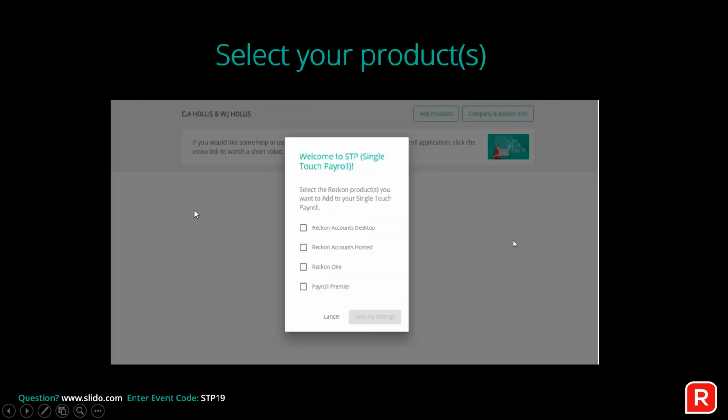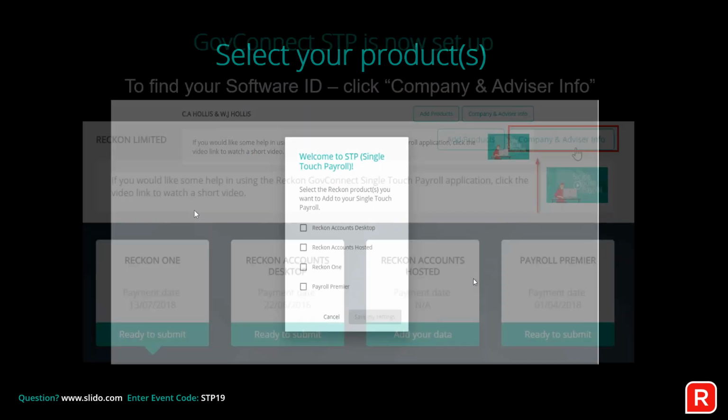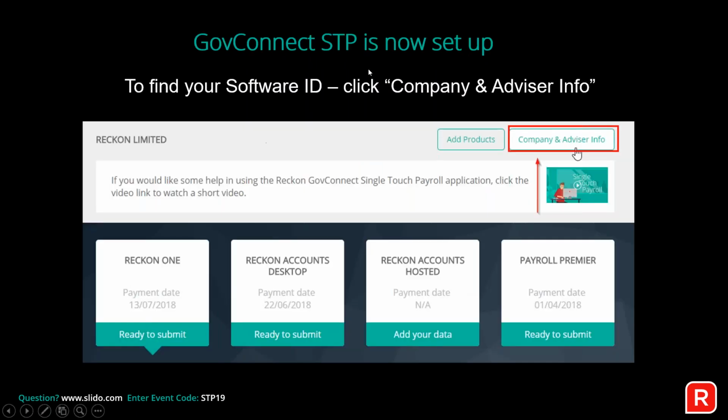Then you'll be asked to select which product you're using. Now, GovConnect can use all 4 products if you need to. So as a partner, you might have some clients on Reckon One, some on hosted, some on desktop, even Payroll Premier. You can tick all of them. So just tick the ones that are appropriate to your circumstances. And then you'll see GovConnect will open up, and you'll see a tile for each of your selections you made.